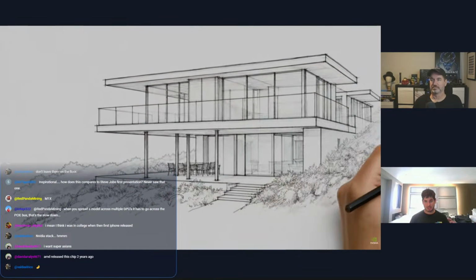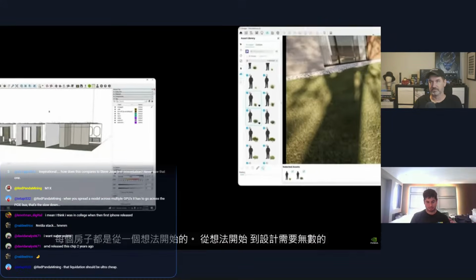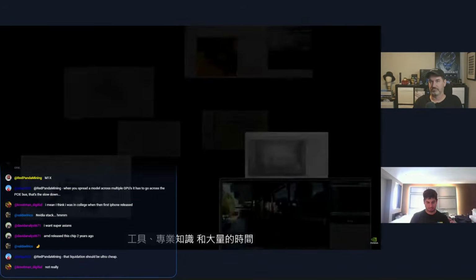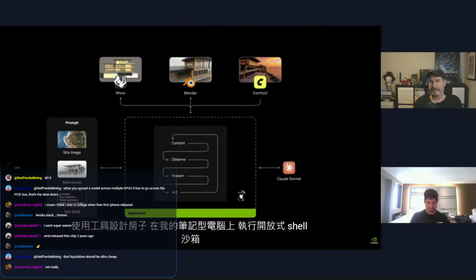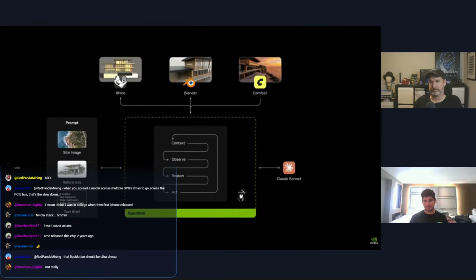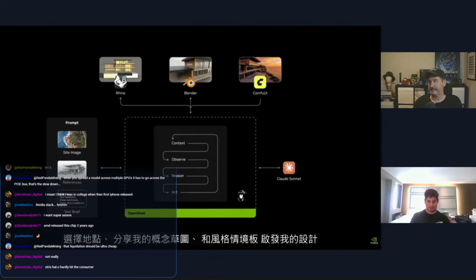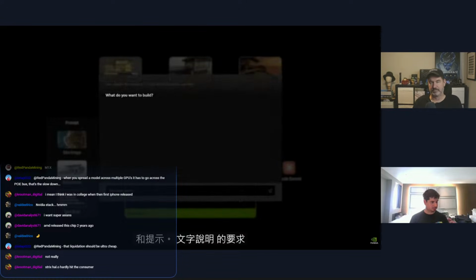Every house starts as an idea. Getting from idea to design takes a myriad of tools, expertise, and a lot of time. Now, an agent running locally on RTX Spark can help me design a house using the tools on my laptop with an OpenShell sandbox, running the Hermes harness connected to Claude Sonnet in the cloud. I select the site, share my concept sketches and mood board of styles to inspire my design. And the prompt, a text description of the requirements and the design intent.